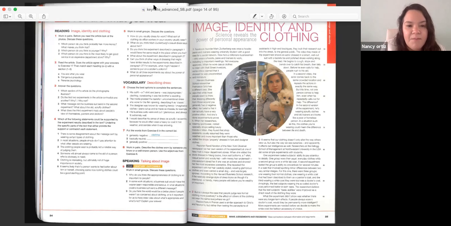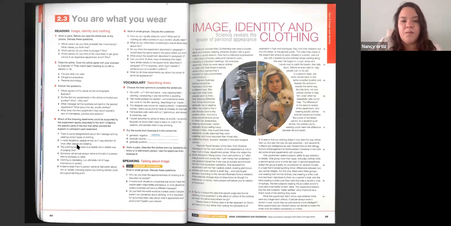There is some disagreement about the message sent by wearing certain types of clothing. This is supported. So the answer would be yes, this one is supported. Why? Because the first 2 experiments have the opposite reactions, okay? Areli already explained why. So you can say number 1, yes, it is supported because of this. Number 2, it is not supported, or yes, it is because of this. You need to tell us why. Why is number 1 supported?